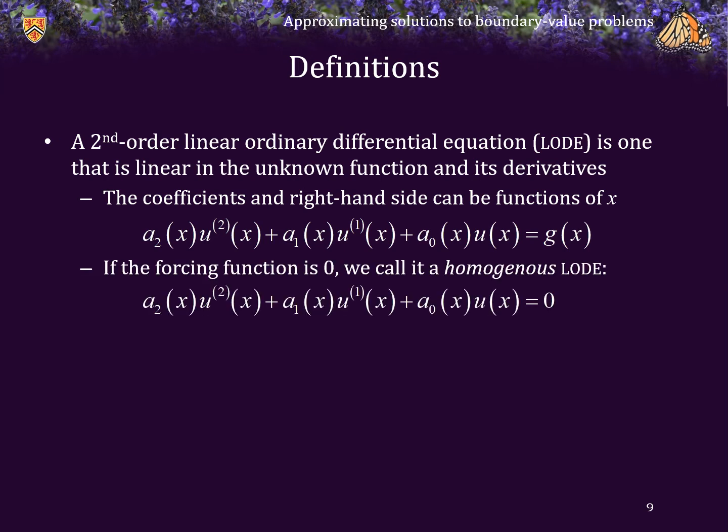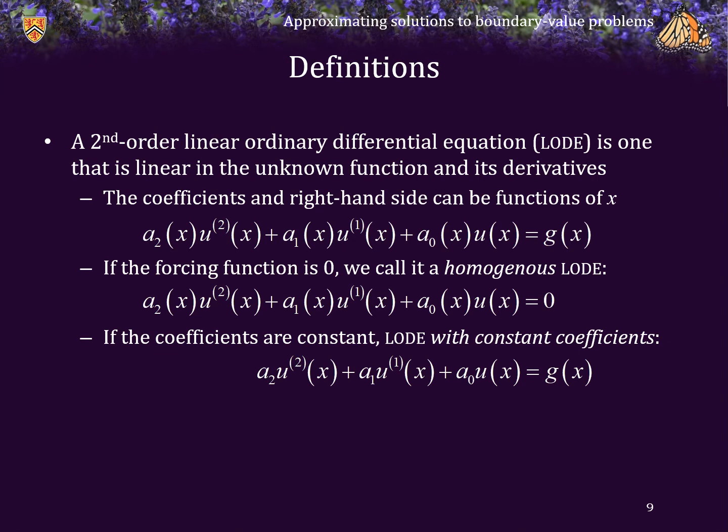Now, if the forcing function, or right-hand side, is 0, we call it a homogeneous linear ODE. You may recall from linear algebra, if you have an equation that is linear and the right-hand side or constant is 0, we call it a homogeneous equation.